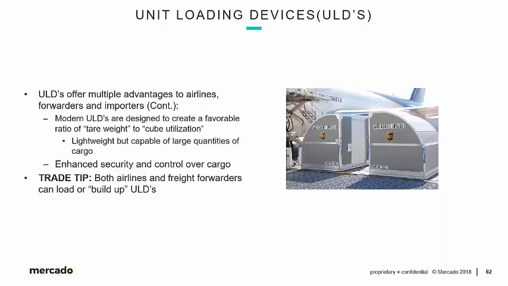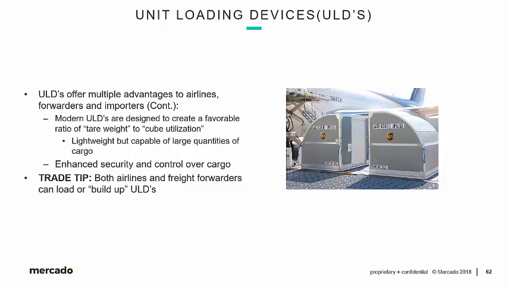Continuing on with the discussion on the advantages to airlines, forwarders, and importers of using ULDs, modern ULDs are designed to create what is referred to as a favorable ratio of tare weight to cube utilization. We should recall from our ocean module that tare weight is the actual weight of the container. An ocean container, but in our case, the actual ULD, the weight of the ULD. Cube utilization is really making the most of the space in a ULD pursuant to the space limitations of the aircraft that the ULD is going into.